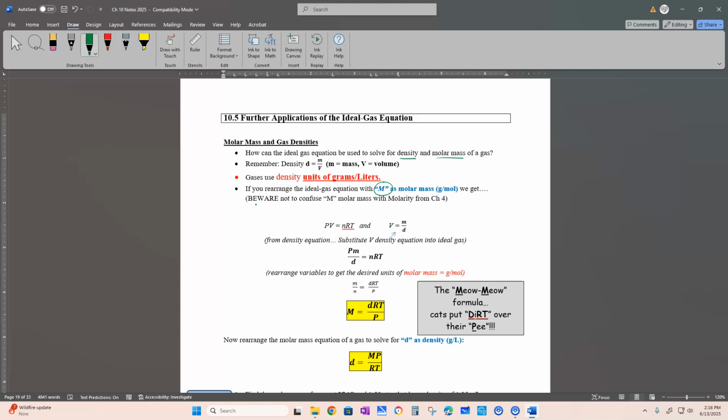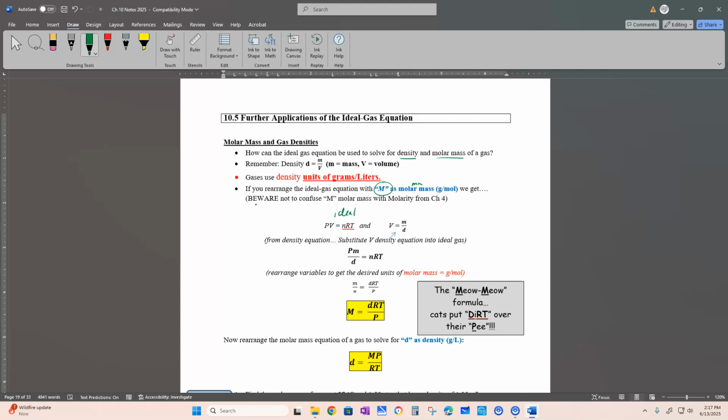Now, I've never been a fan of how AP does this. I usually call molar mass little mm, okay? But you'll see why on the equation sheet. If you call big M molar mass, which is grams per mole, remember the units of molar mass, and as you see, beware from chapter 4, big M should be molarity. You can derive the equation from the ideal gas equation and solve for molar mass.